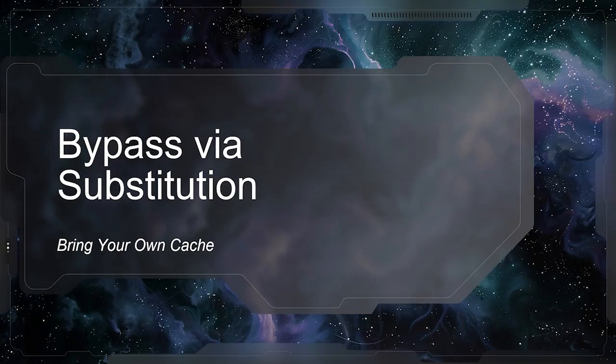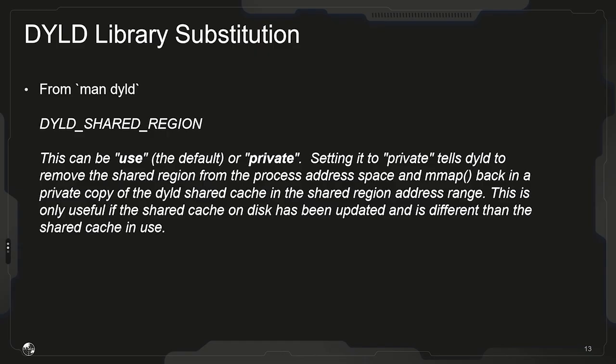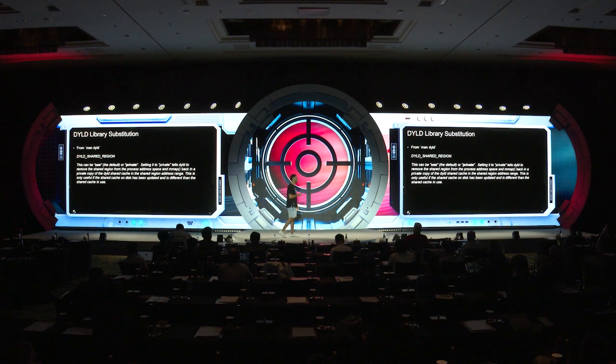We will use a technique that I just named bypass via substitution. The idea is to leverage DYLD environment variables. You can pass specific environment variables to DYLD to customize the way it works. You can increase the logging levels. You can interpose libraries, as Lars showed with DYLD insert libraries. There are many environment variables that are documented.